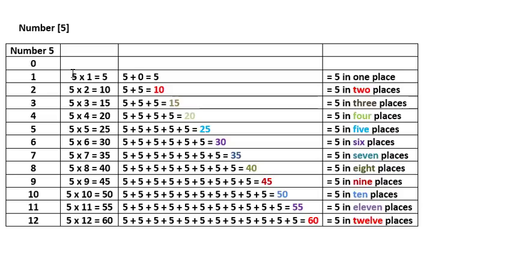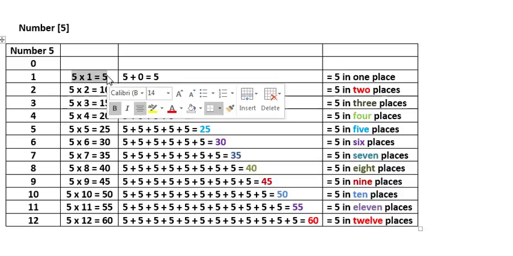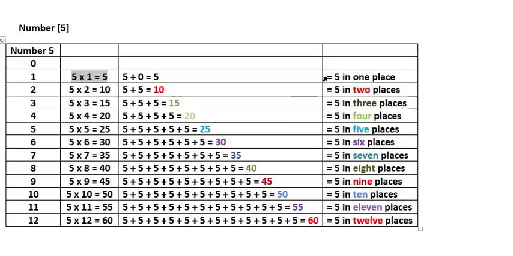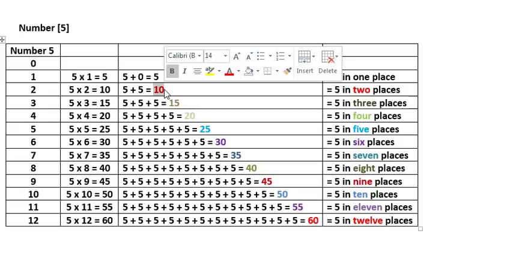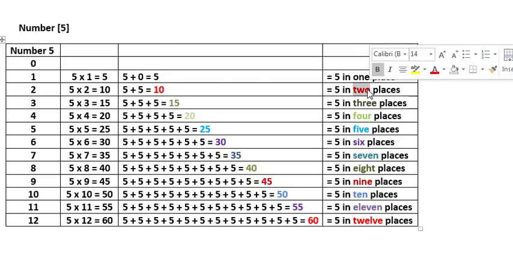So you can see 5 times 1 means 5 in one place. That is 5 plus 0. And here is a 5 in one place. 5 times 2 is 10. That is 5 in 2 places, as you can see under addition. So if we want to divide 10 by 5, that means we're going to have it twice. If we come to the right hand side, you can see the answer in color here.